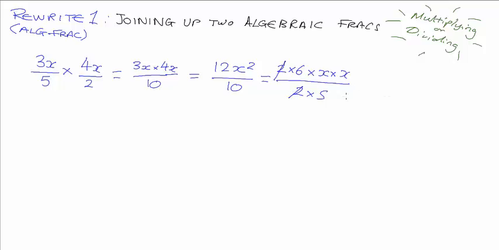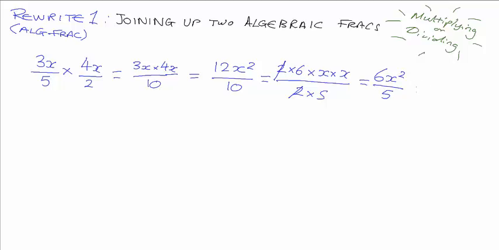Okay? And now nothing else can cancel. Obviously, there's no x's on the bottom, so it's not going to cancel with that. 6 can only break down to 3 and 2, and 5 can't break down any further, so they're not going to be the same. So there's your answer. Your answer is 6x squared over 5.